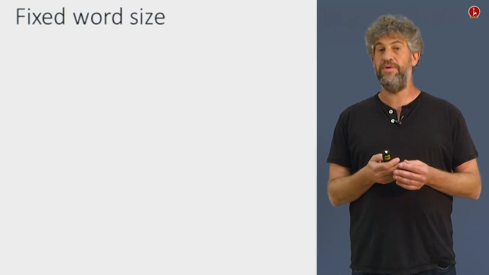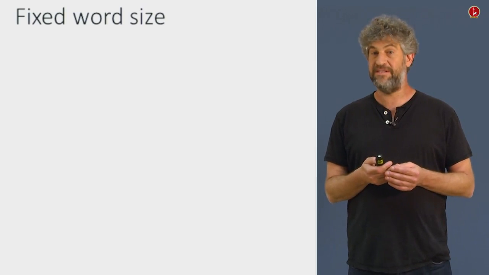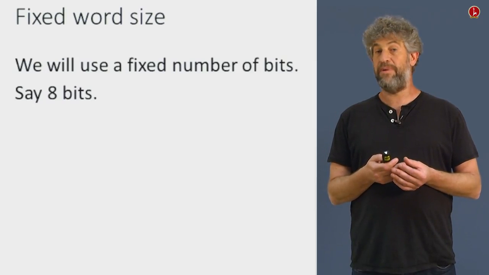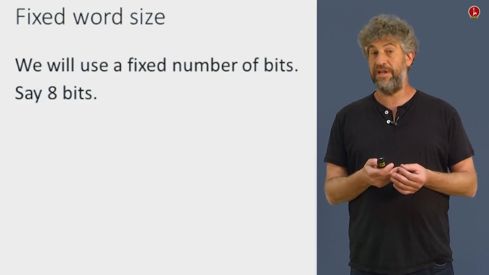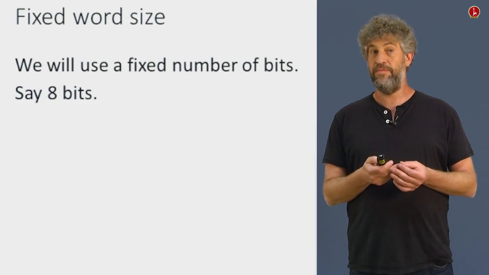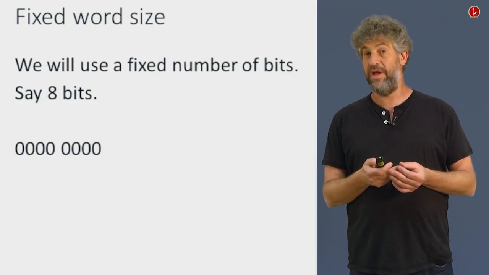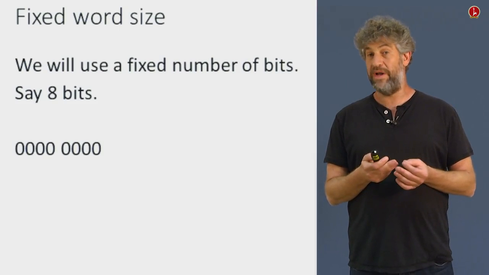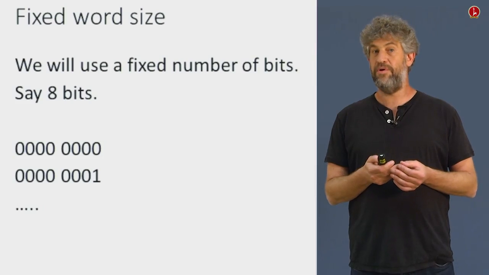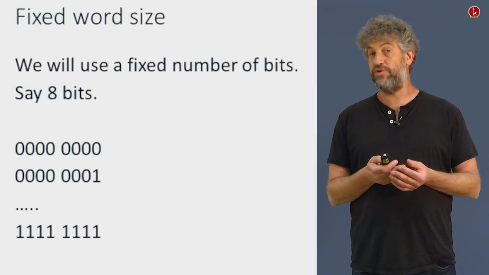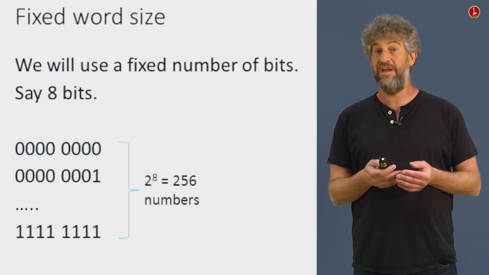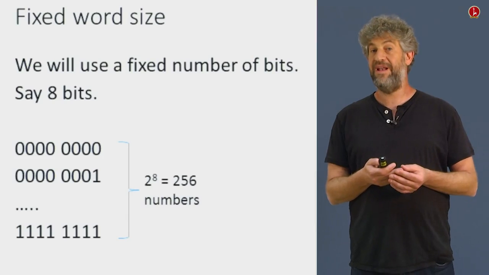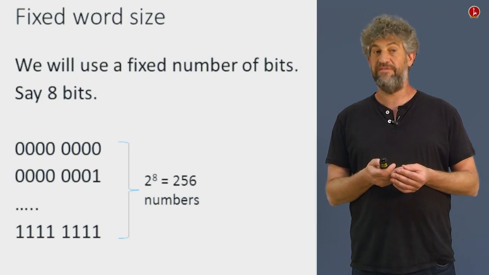So, for example, if we only have 8 bits, what are the possible numbers you can represent? Well, you can represent something starting with 0, 0, 0, 8 times, and ending with a 1, all the way up to 8 ones. We have altogether 256 such possibilities. The first one is indexed 0, the last one is indexed 255.